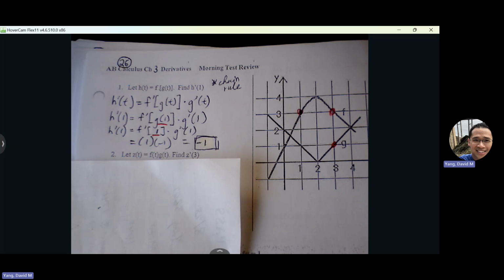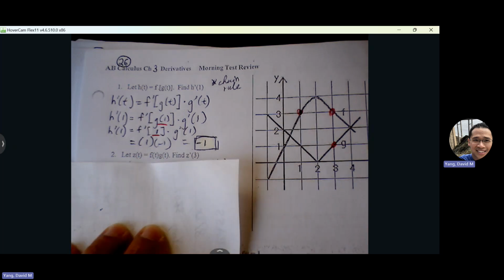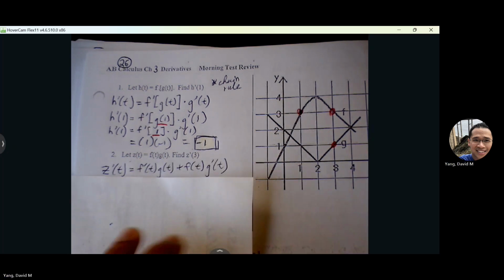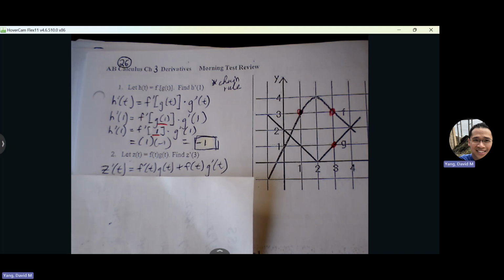All right, number 2, we use what rule? Product rule. Okay, so build your derivative using product rule. Three, and then use the graph to help you pull the numeric values, either slope or y values.